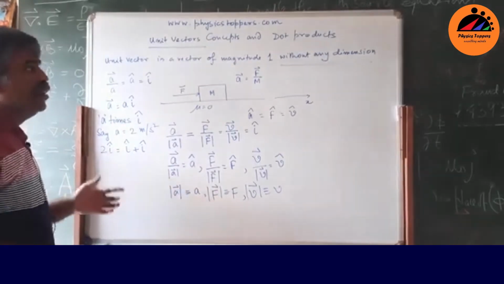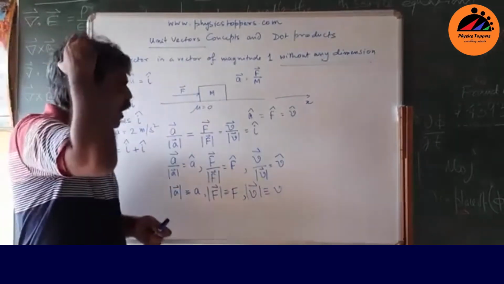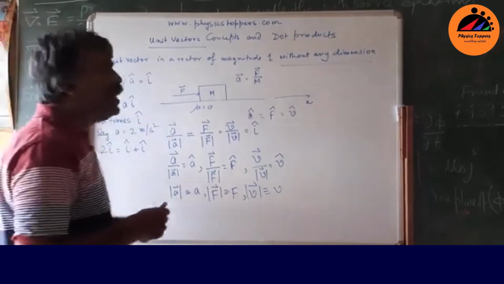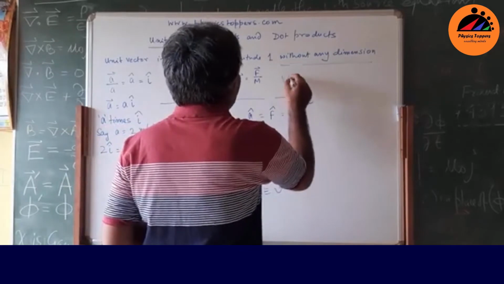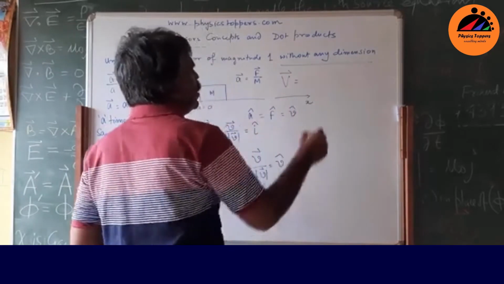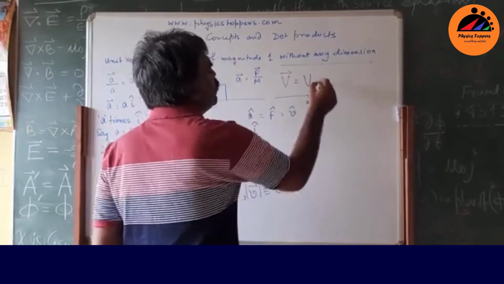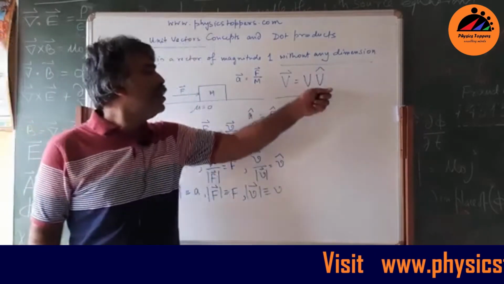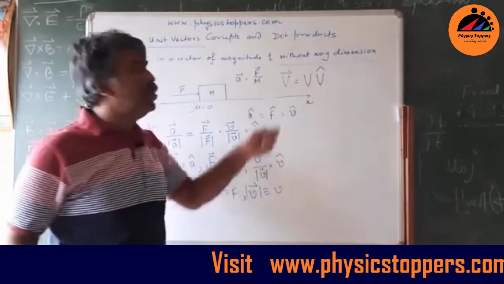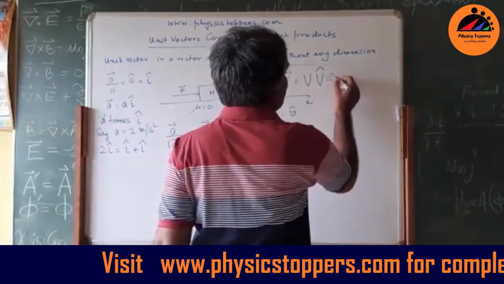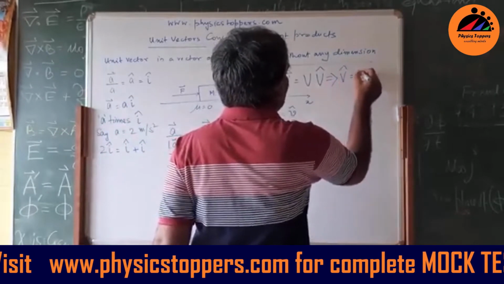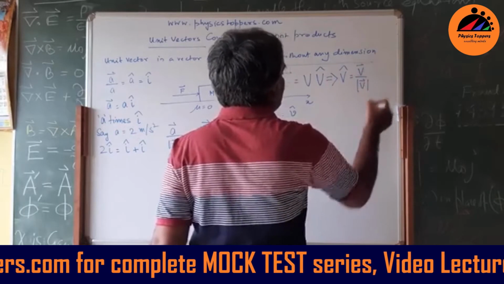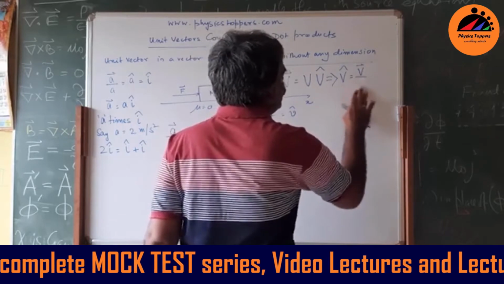So remember this. So these are unit vectors, and we will try to represent any vector. Suppose V is any vector. We can write it as V, the magnitude of V, times V cap. V cap is the unit vector along this. So this will imply V cap is vector V divided by the magnitude of V, or simply V.